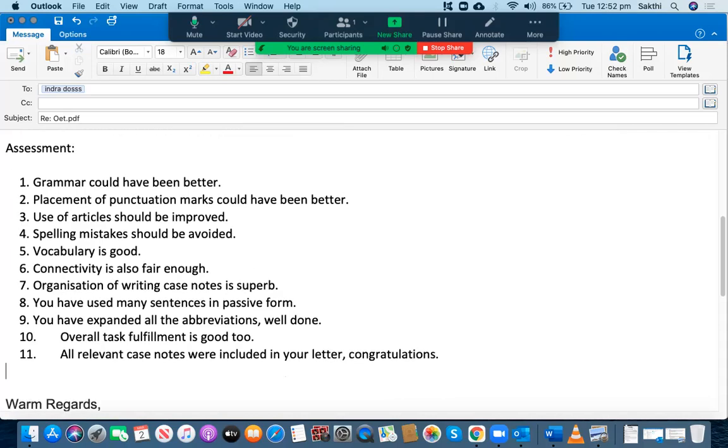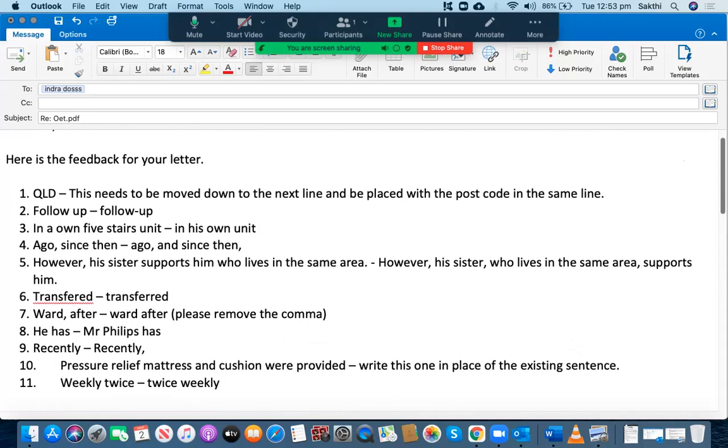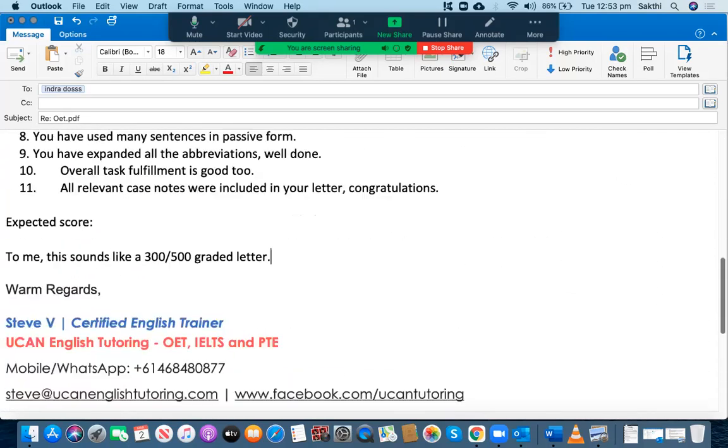Okay, let me go through the score, expected score. To me, this sounds like a 300 out of 500 grade letter. Congratulations, you're achieving your desired score because you're expecting a C plus grade, and you should be able to achieve C plus for this letter. Okay.